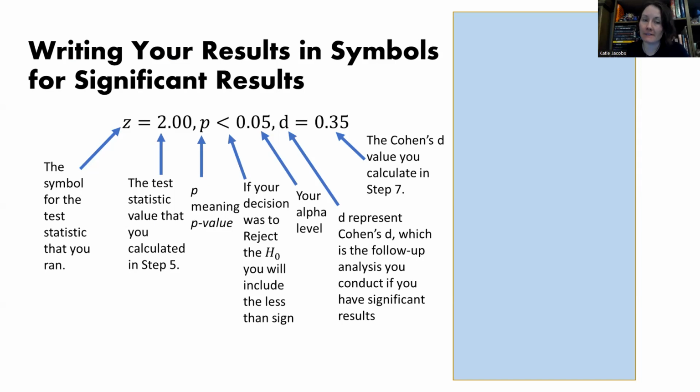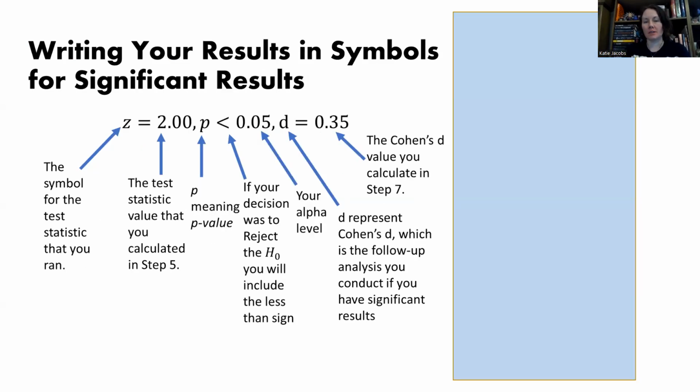Now, if you had significant results where you rejected your null hypothesis, which means your difference between your sample mean and your population mean was big enough that we think it didn't happen due to chance, you're going to put the less than symbol. Then you're going to put your alpha level. So here we find that it's 0.05. We're going to put a comma. And then when we have significant results, we actually have to move on to the next step, step 7, which we'll talk about in a minute, where we're going to learn something called Cohen's d. The symbol for Cohen's d is lowercase italicized d. So you're going to want to put that on your symbol sheet. And then you're going to put equals and then that value that you calculate in step 7.